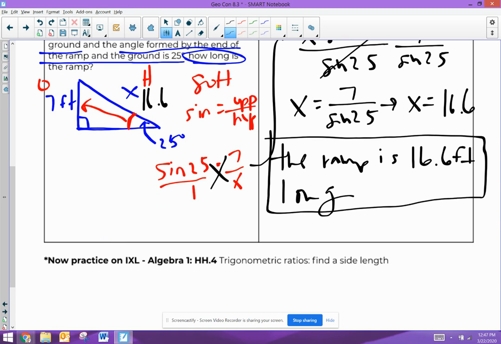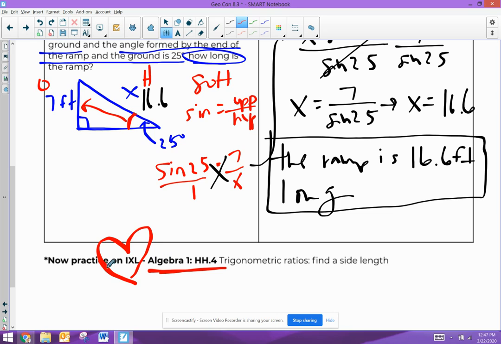All right. Now practice on our favorite website, IXL. Again, Algebra 1, HH.4. So trig ratios find a side length. The reason we're doing the Algebra 1 instead of the geometry, if you were wondering, is because of the virtual learning. There's some trickier questions in geometry that we'd be able to work through with you if we were in person, but just to make it more accessible for you while we're not physically together. This is the decision we made so that you're still being challenged, but it's appropriate for doing it at home.